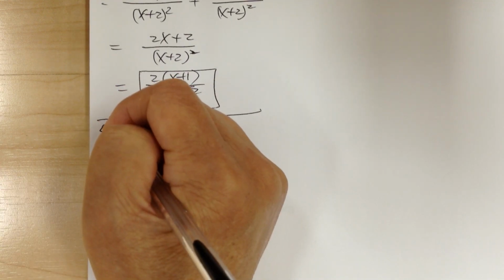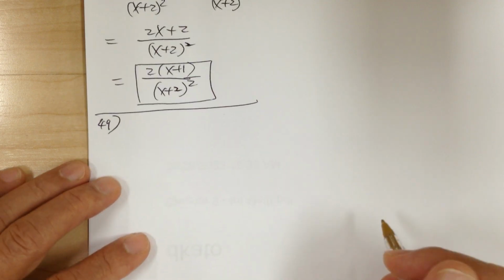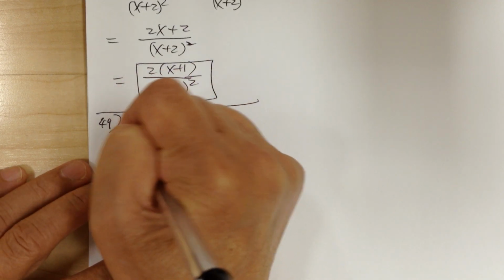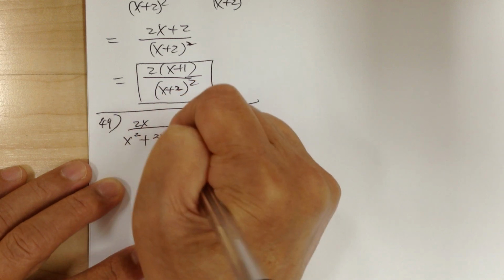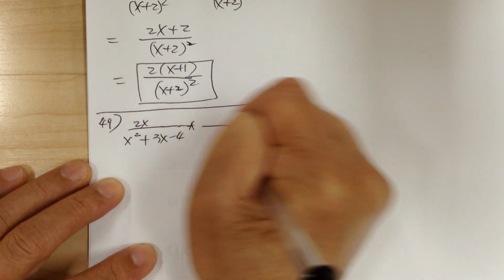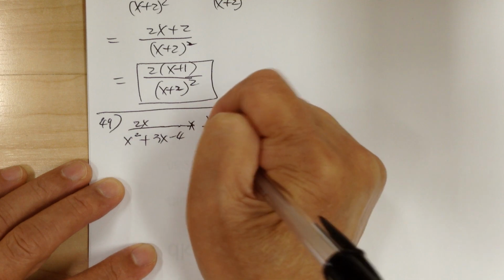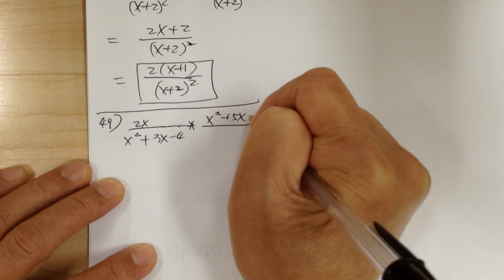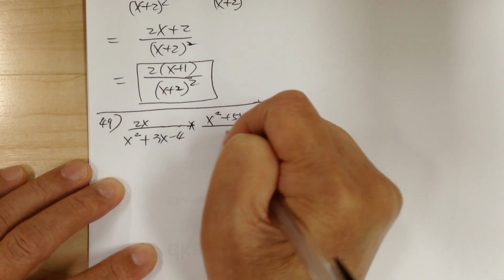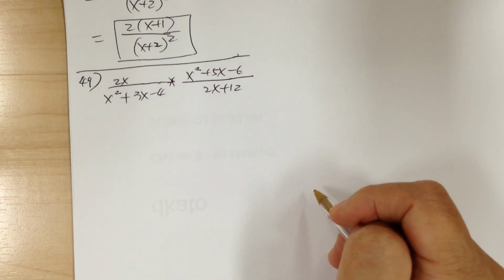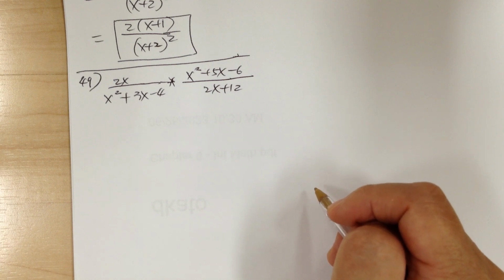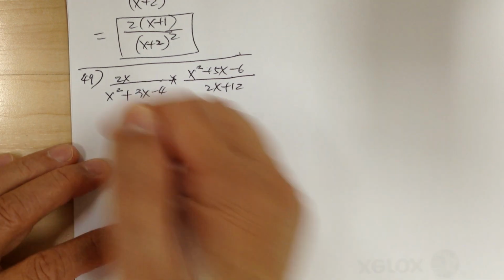Okay, 49. You have 2x over x squared plus 3x minus 4 times x squared plus 5x minus 6 over 2x plus 12. Multiplication is a lot easier to do. All you have to do is factor everything, and you can cancel after that.